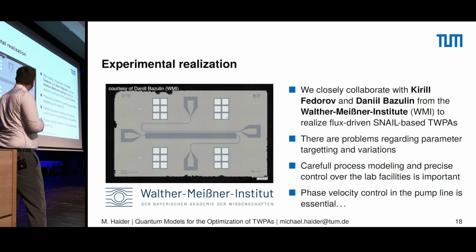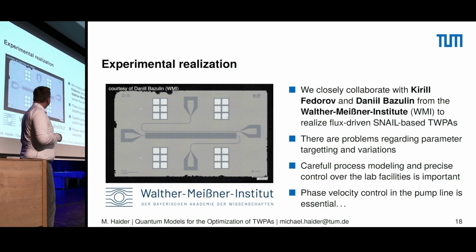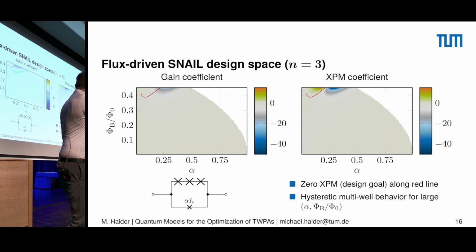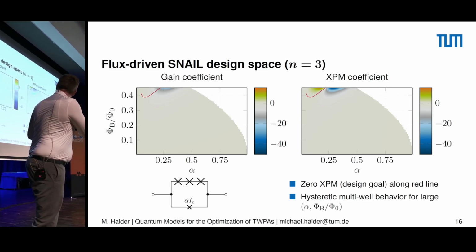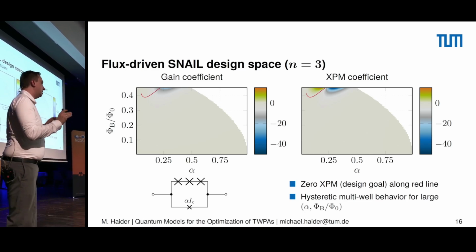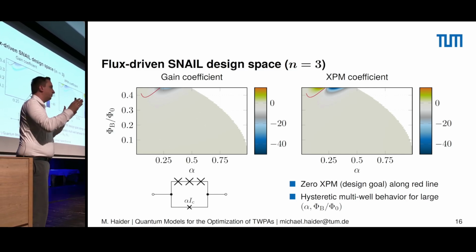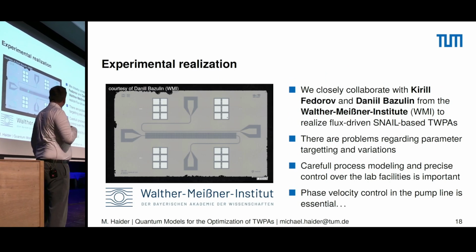So this is the device that Daniel manufactured at the WMI. It's actually according to these parameters that we optimized. It's the 0.12 alpha point, so it's a point somewhere here. It's not at this optimal point because we chose it to be more stable to variations in the phi b, in case you don't have a perfectly homogeneous field. But still, it's rather difficult.